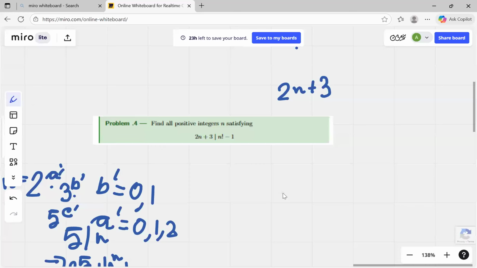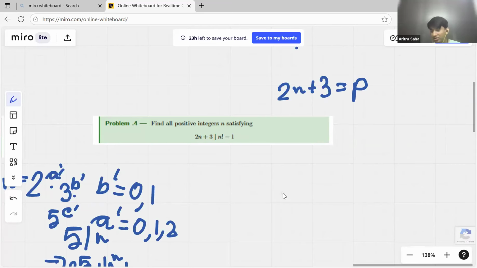Because none of the numbers 1 to n divides n factorial minus 1, and 2n plus 3 has to have a prime divisor from 1 to n if it is not a prime. Yeah, if it is not a prime. Exactly. So this is a prime. What can you do more?